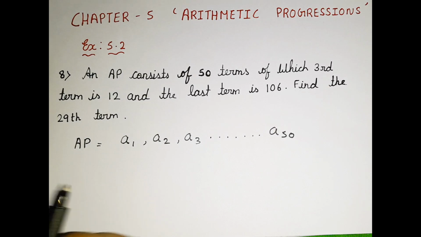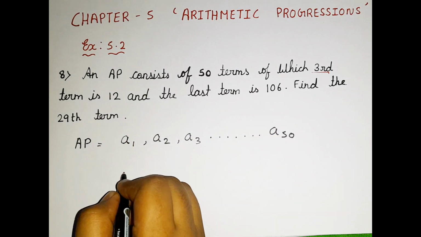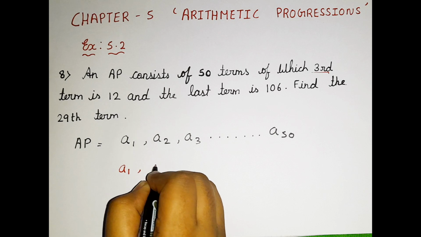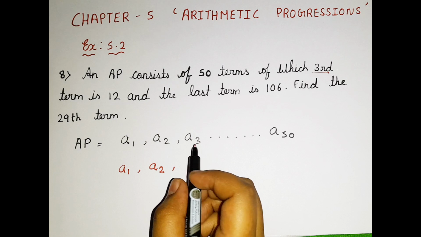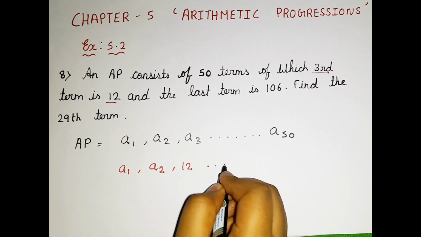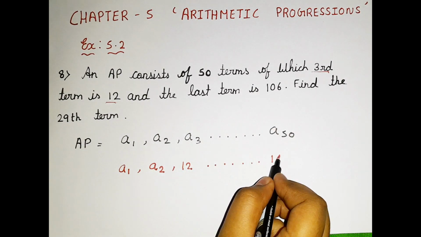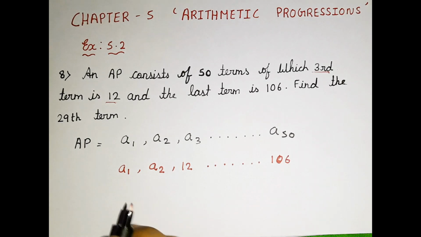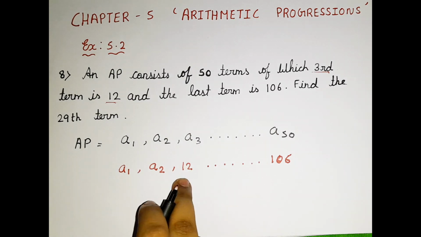Now in the question they mentioned that the third term is 12. So let us write A1, comma, A2, comma, A3. A3 means the third term, so the third term is 12, and then so on, and the last term is 106. So in this AP we know the third term, and we know the last term, that is 106.